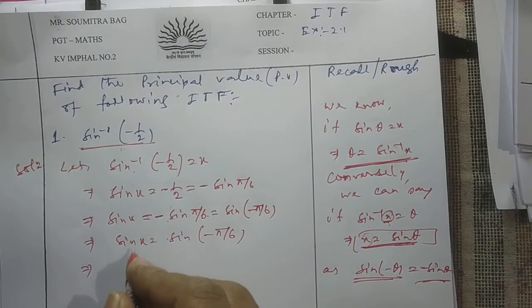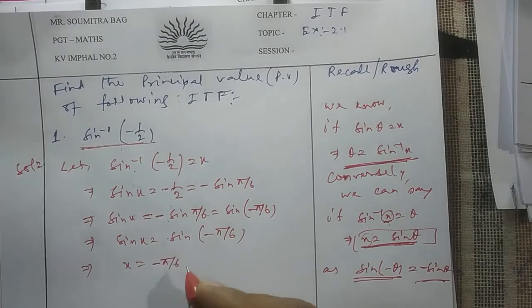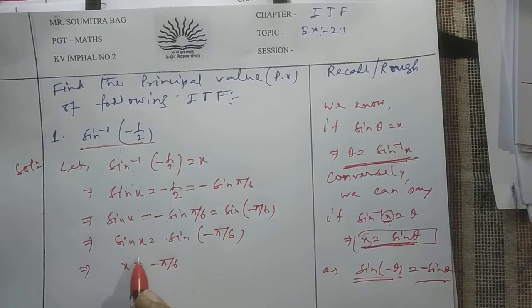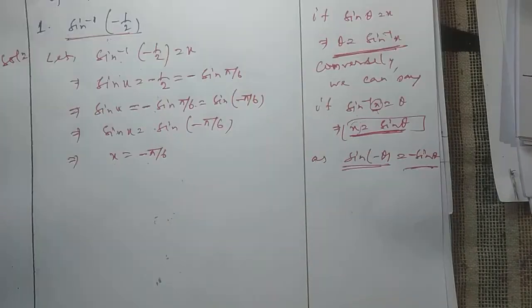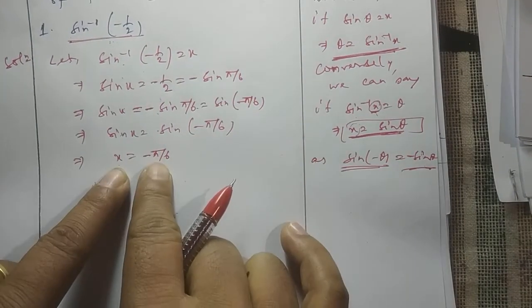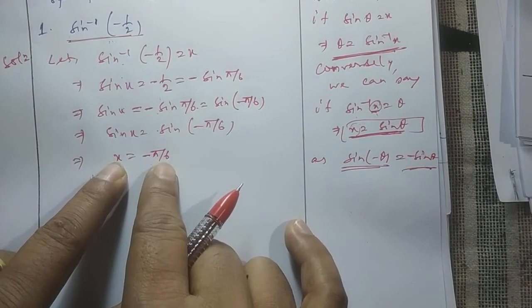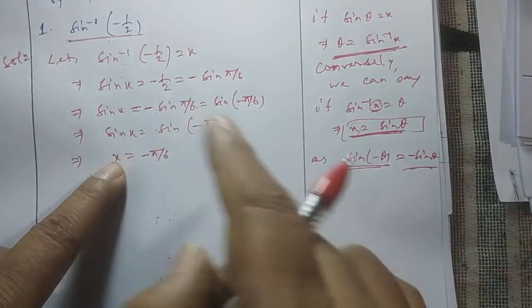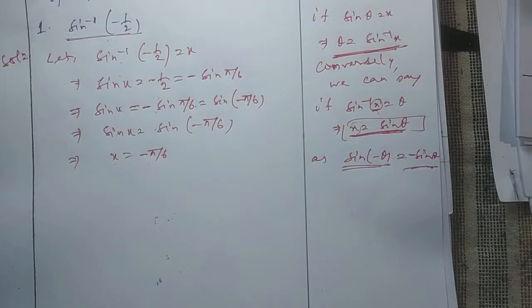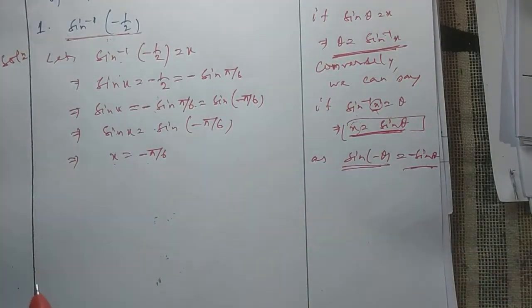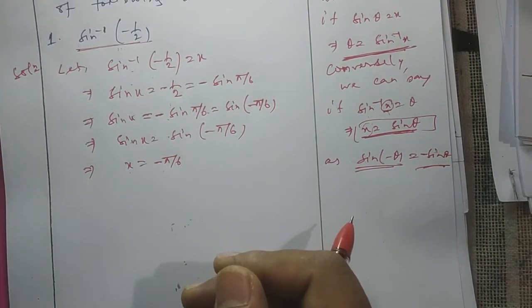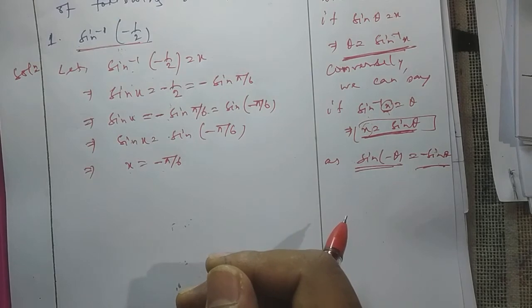So on comparing both sides, we get x equal to minus pi by 6. Now it is not the answer yet. Now we have to check whether it belongs to the range of sin inverse x or not. If it belongs, then it will be the required PV, the required answer. Otherwise not.